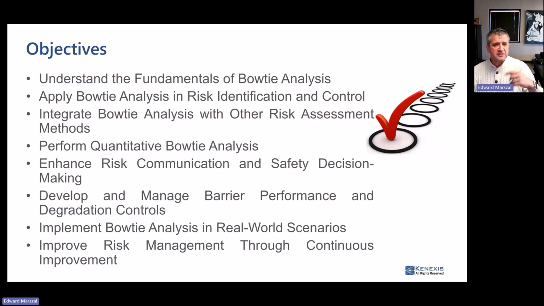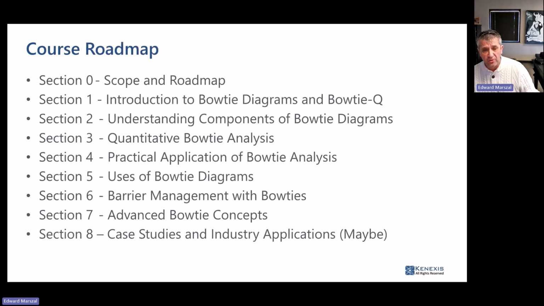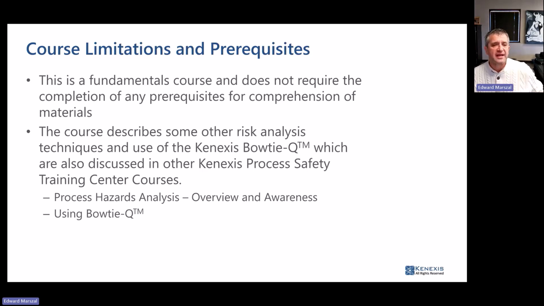So I'm going to skip over the objectives because we're not going to cover all these objectives. Actually, what we're going to talk about today is the first two bullet items: understanding the fundamentals of bow tie analysis and how do we apply bow tie analysis in risk identification and control. I'm going to go through section 1 and I'm going to go through section 2. All very briefly, not in the level of detail that I will go through it in the full training class.